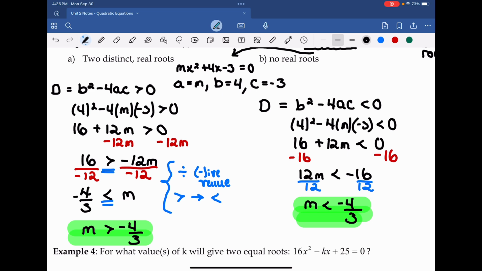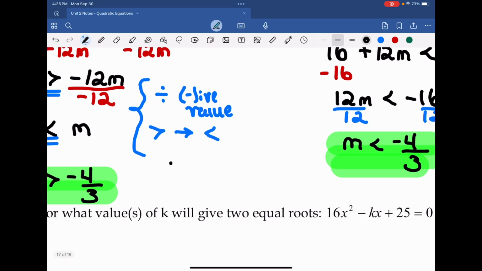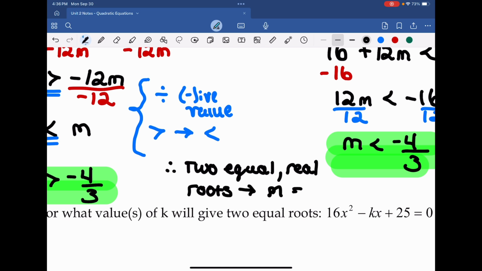Now, if I wanted to add a part C here that said, instead of it being two distinct and non-real roots, what if I wanted to have equal roots? What I would do is take this, and I'll even maybe write this in the bubble, therefore, two equal real roots. This would mean that m is equal to negative 4 over 3.